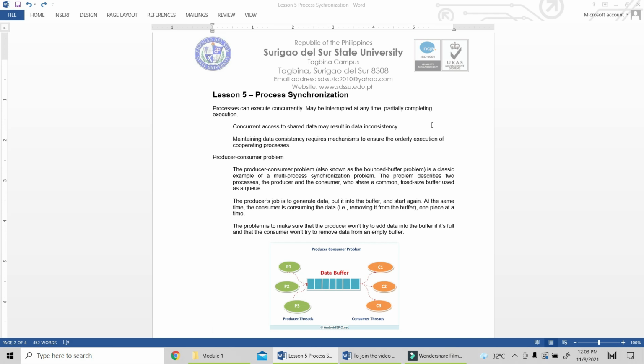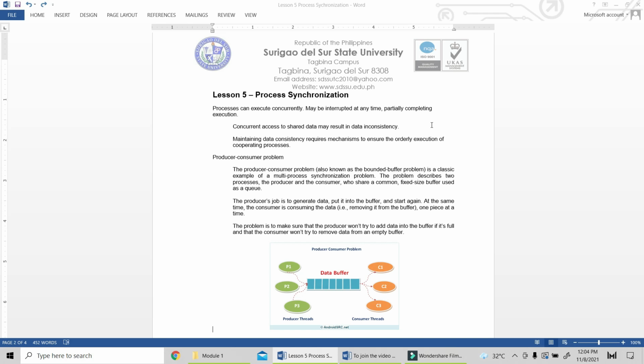What are the most common reasons or problems that can occur with process synchronization? The most common or most classic problem of synchronization is what we call the producer-consumer problem. So this is very common, the producer-consumer problem. The producer-consumer problem, which is also known as the bounded buffer problem, is again a classic example of a multi-process synchronization problem.